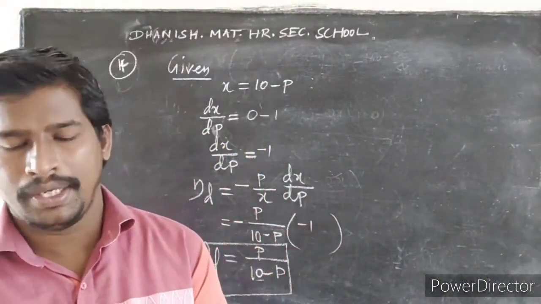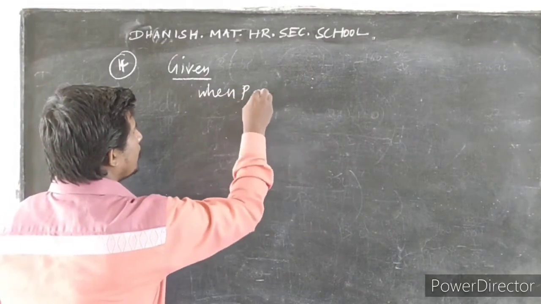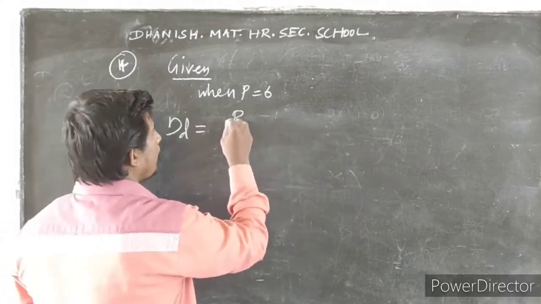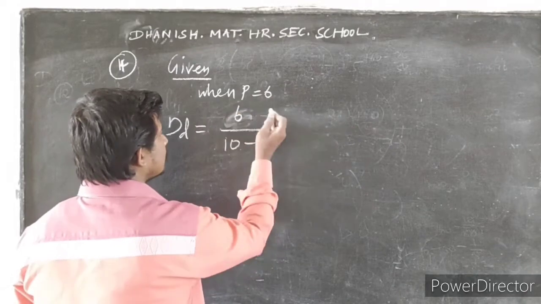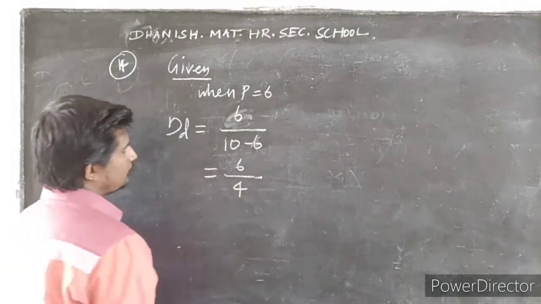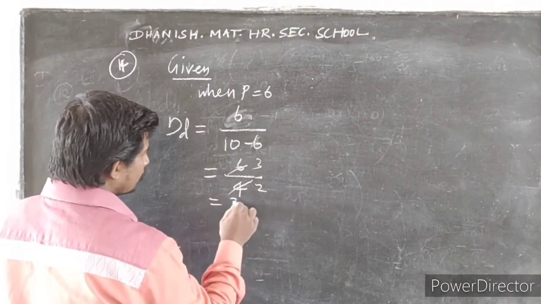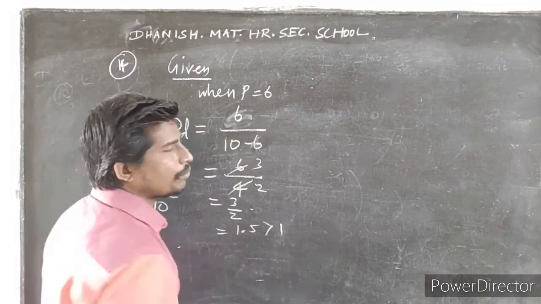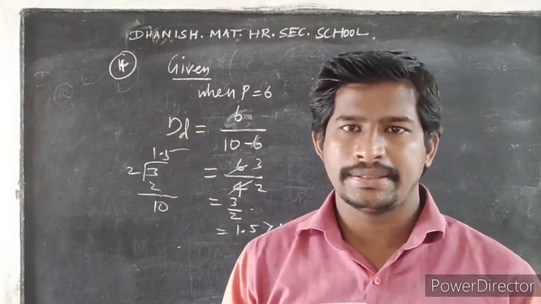Now we are going to find it when p equal to 6. Our elasticity of demand equal to p by 10 minus p. Instead of p, I am going to put 6. So this is equal to 6 by 4. Now this is equal to 3 by 2, so 1.5, which is greater than 1. So we can conclude our elasticity of demand is elastic.